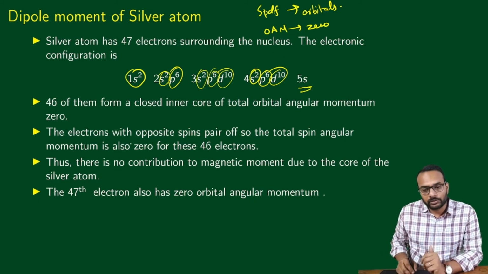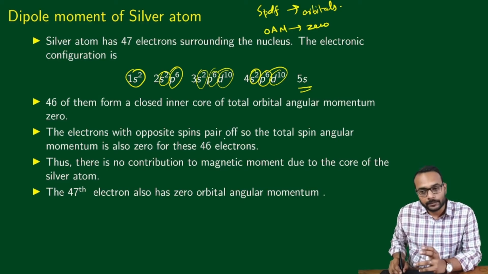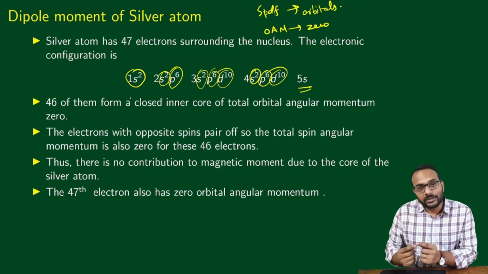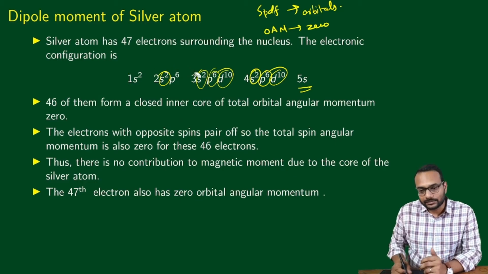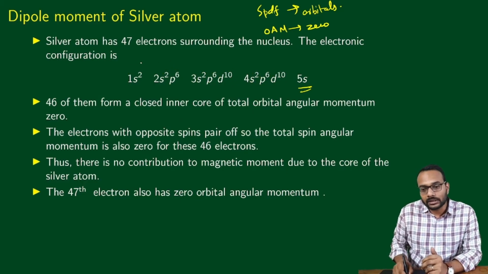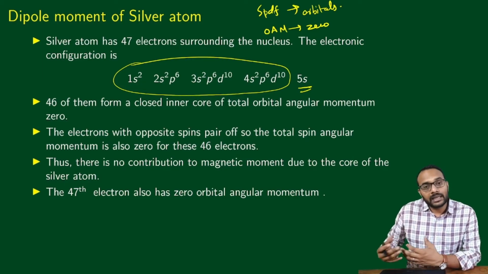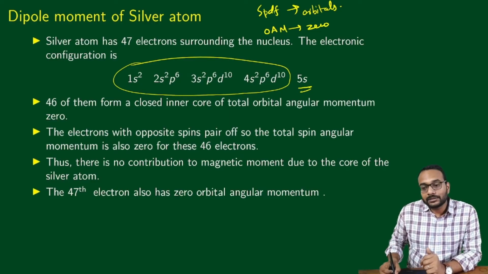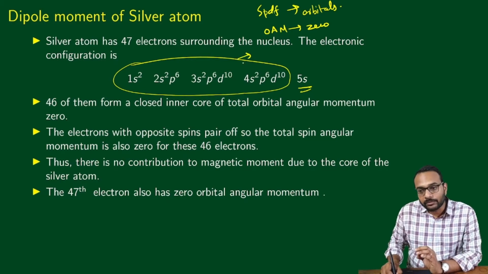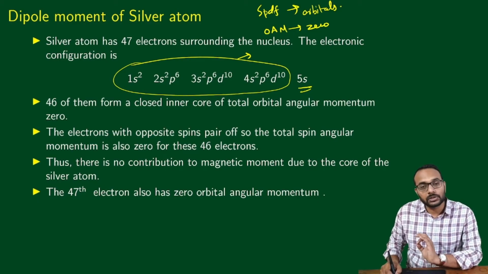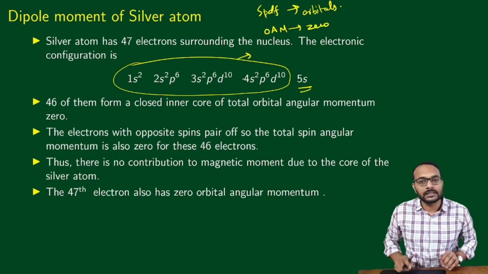And if you look at the spin contribution, the electrons with opposite spins pair. So when you put 2 electrons in the s orbital, the pairing is between opposite spins. Since all these 46 electrons are in pairs, their total spin angular momentum also is 0. So this means that there is no contribution to angular momentum from the first 46 electrons, which means that there is no contribution to the magnetic moment from the first 46 electrons.